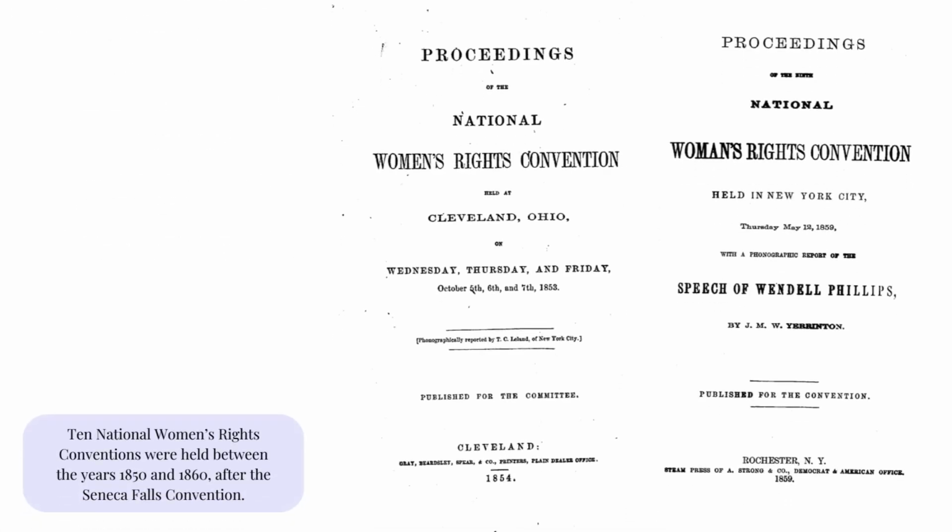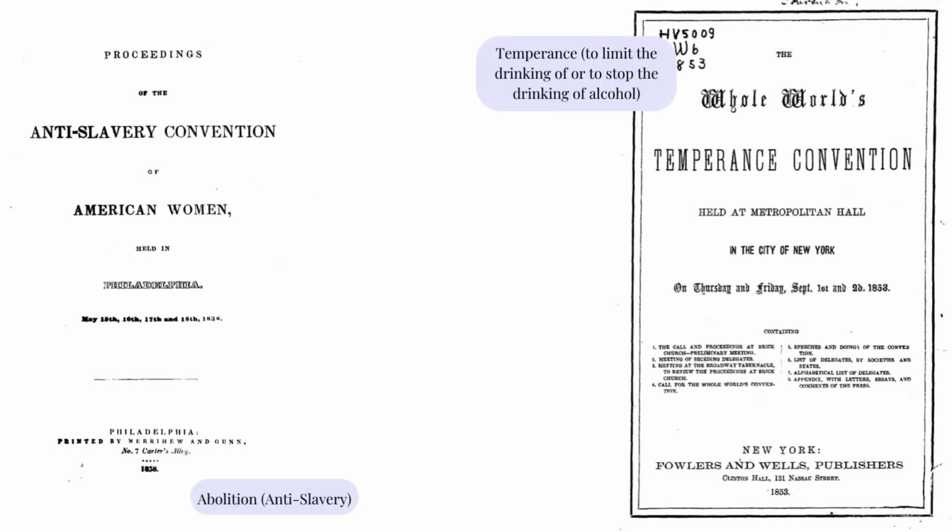The 1848 Seneca Falls Convention was the first of its kind. The momentum of the women's suffrage movement was growing fast. Over the next 12 years, 10 national women's suffrage conventions were held. Many suffragists also fought for temperance and abolition. The abolition movement, or the anti-slavery movement, was picking up speed during this time.